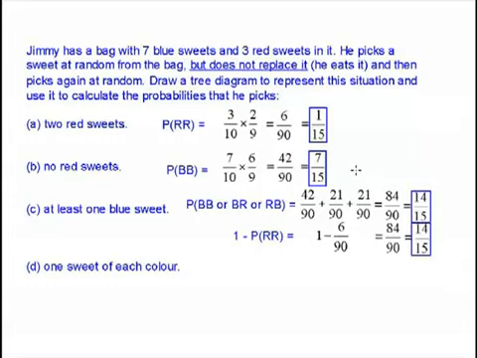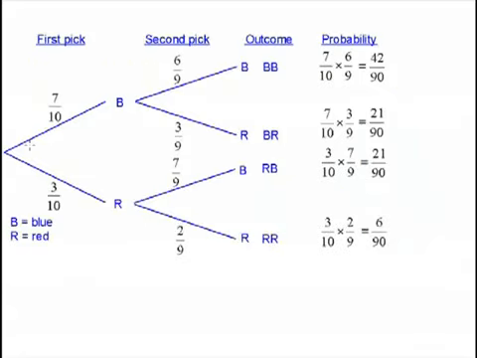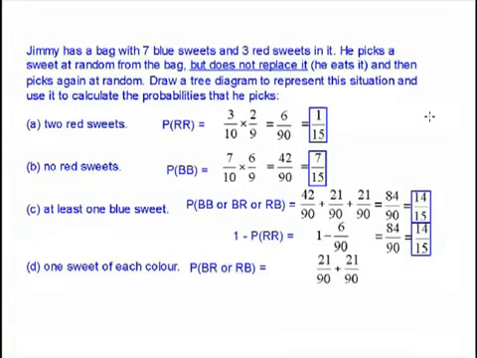Same answer, slightly quicker. 1 sweet of each colour. Well, it's either blue then red or red then blue. So it's these 2 added up. Let's do that quickly. 42/90, cancelling down to 7/15. And we've done it.